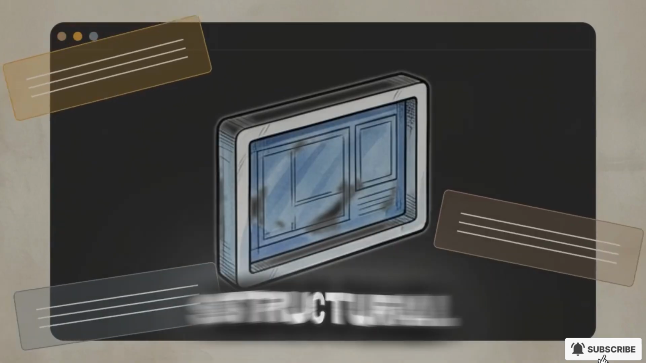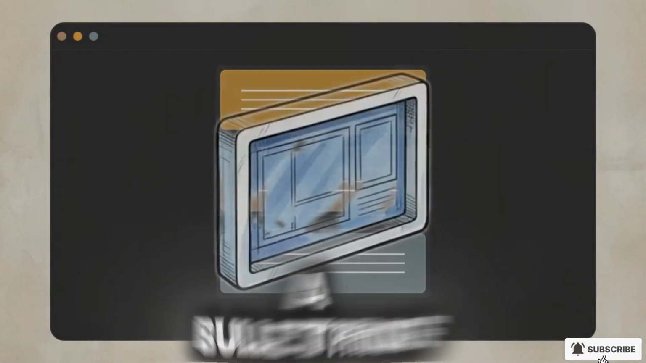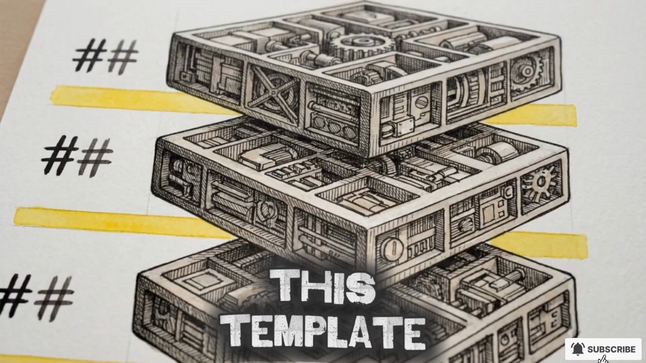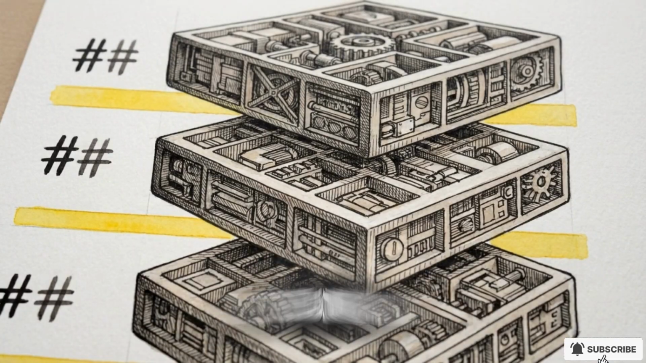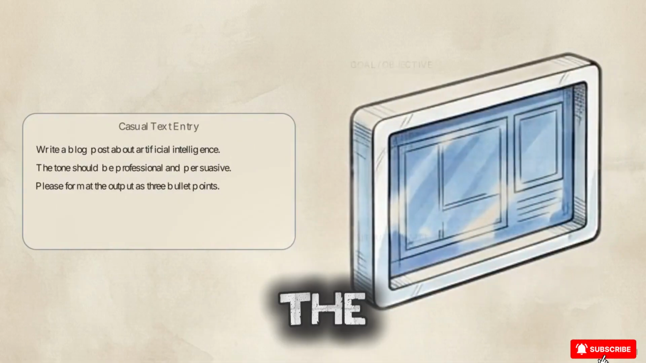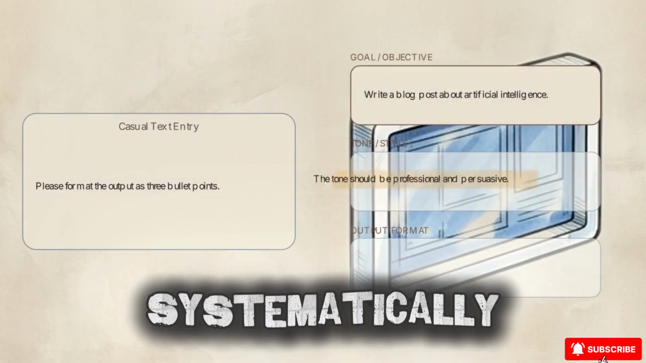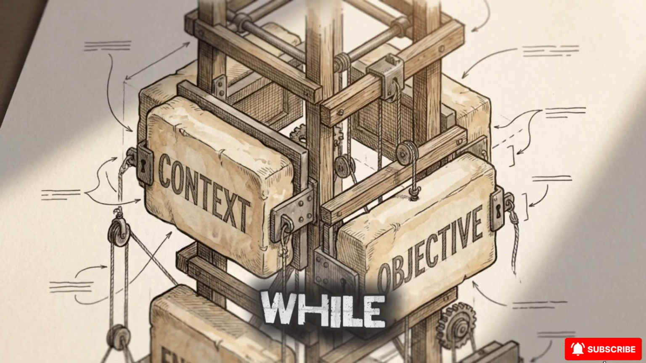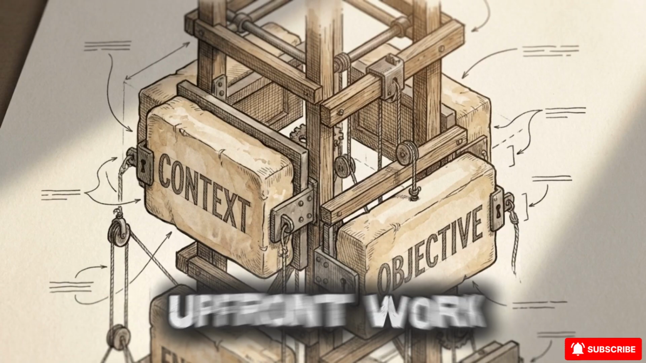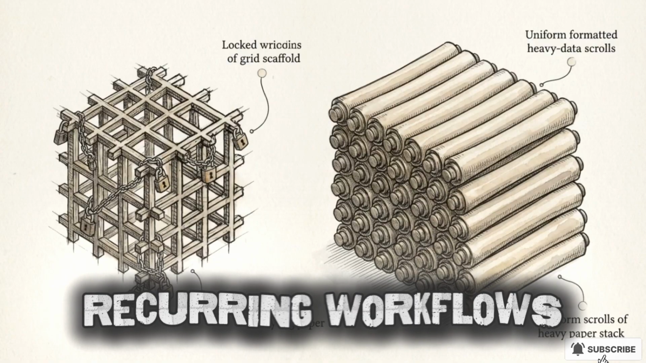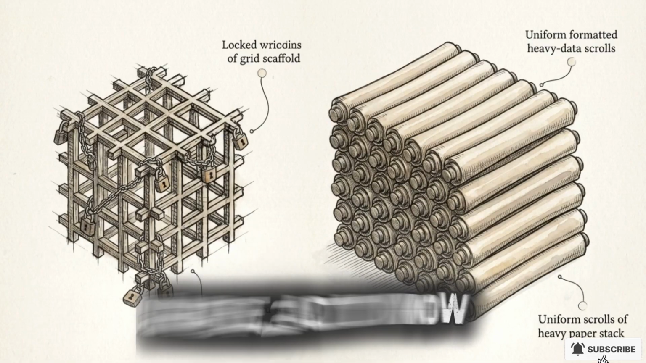Instead, you can build a structural framework, a bulletproof, reusable prompt template that you can use for any recurring task. This template uses specific formatting and reasoning scaffolds. By organizing your instructions this way, you guide the AI to process information systematically, which helps align the model's logic with your specific goals. While this requires a bit of upfront work, you only have to build the structure once. From that point on, your recurring workflows are governed by a system you already know works.